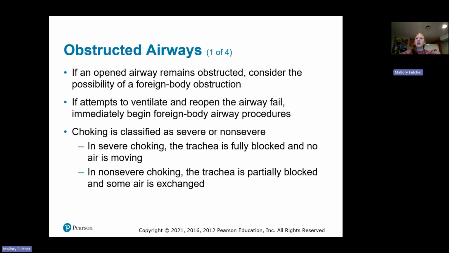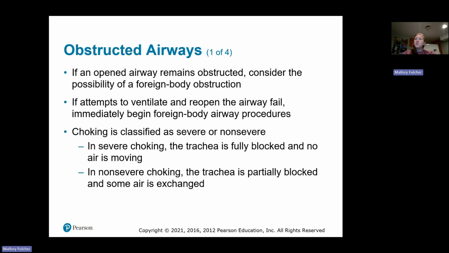So moving on to obstructed airways, if an open airway remains obstructive, we're going to consider the possibility of a foreign body obstruction. So if we've got, say, a patient that's unresponsive, we open the airway, and we're not able to get air to pass through the airway, we're going to consider that it is a foreign body obstruction, and then we can attempt to remove that obstruction. And we'll go through that in class as well.